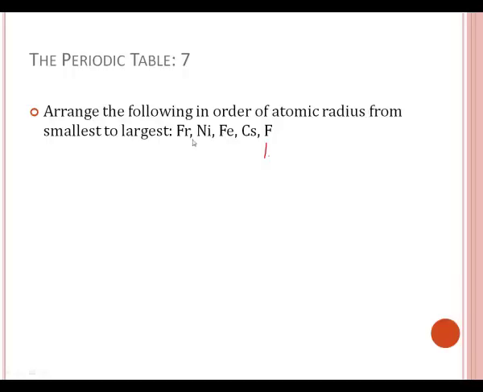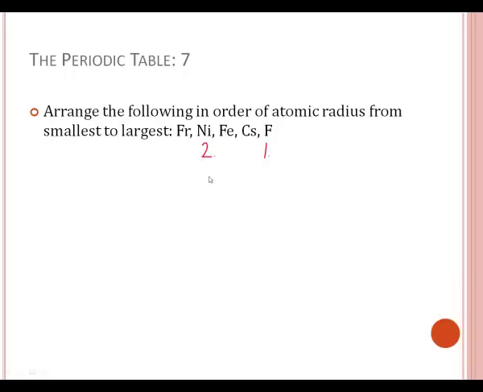So if we take a look, we can find francium, okay, that's in the opposite corner, atomic number 87. Nickel is atomic number 28. Iron is atomic number 26. Cesium is atomic number 55. So go ahead and locate those on the periodic table, and we're going to look for the one that is closest to fluorine. And in that case, it's going to be nickel.